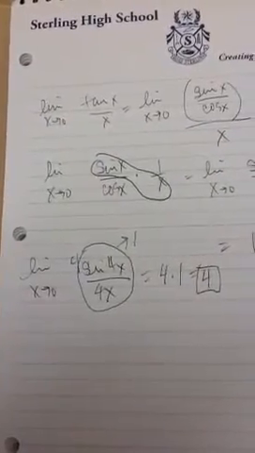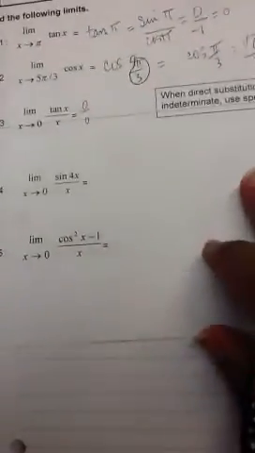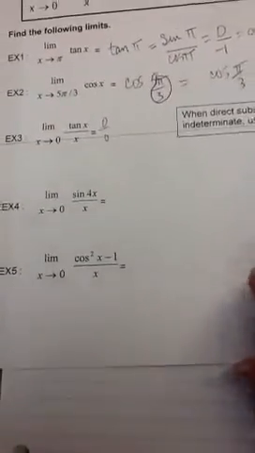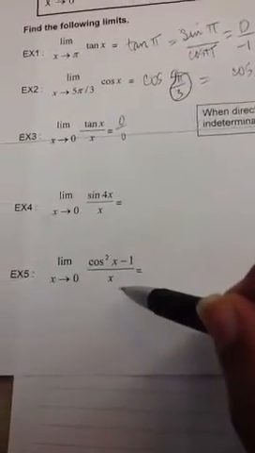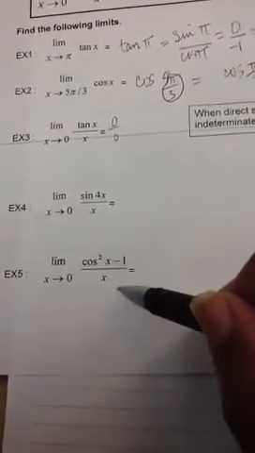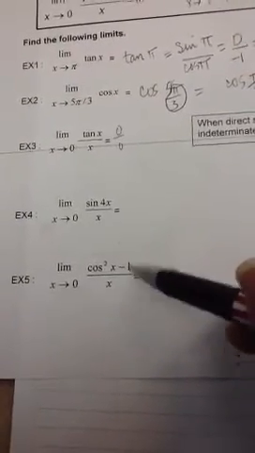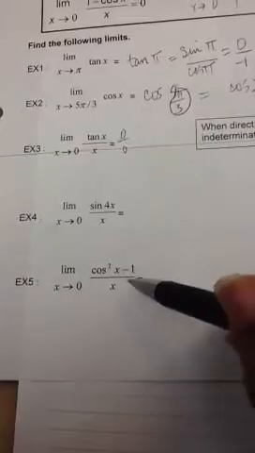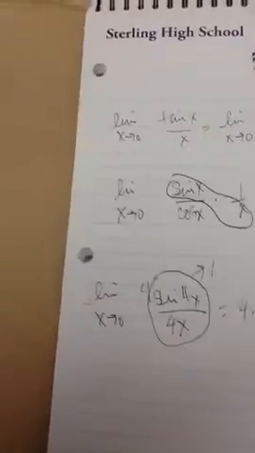All right. Last but not least is number 5. It says cosine squared x minus 1 over x. How do I do that? Well, cosine squared x minus 1, is that equal to something?